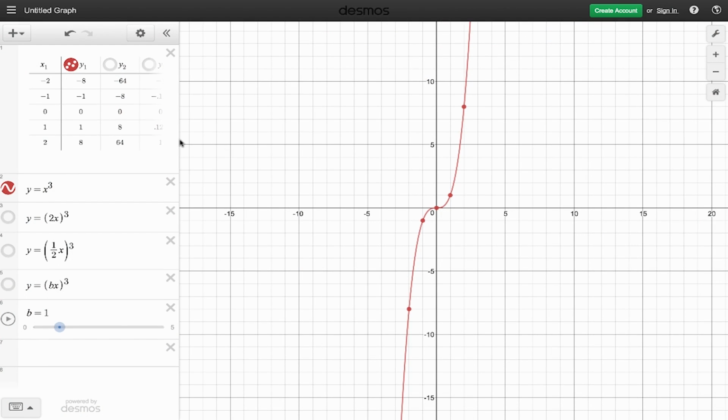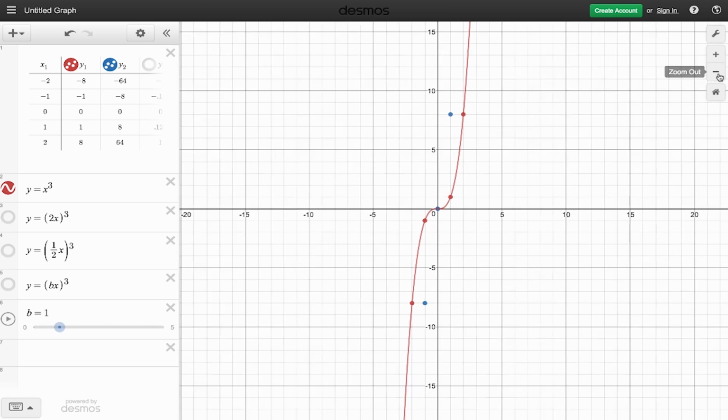So we see here the graph of our base function, that is x cubed, and as you see, this graph is also symmetric about the origin, right? Now let's go ahead and see what happens when I take the graph of g of x, which was (2x) cubed. So here are the points for (2x) cubed. Let me go ahead and zoom out a bit here.